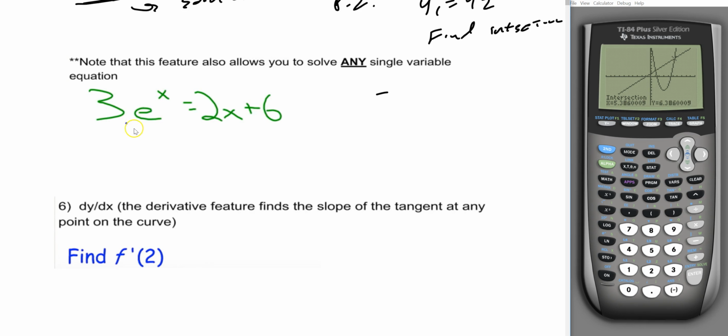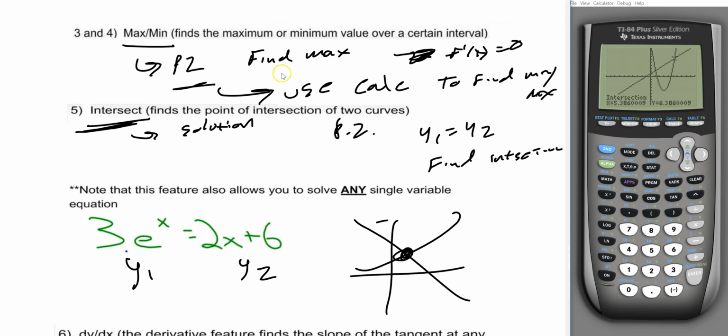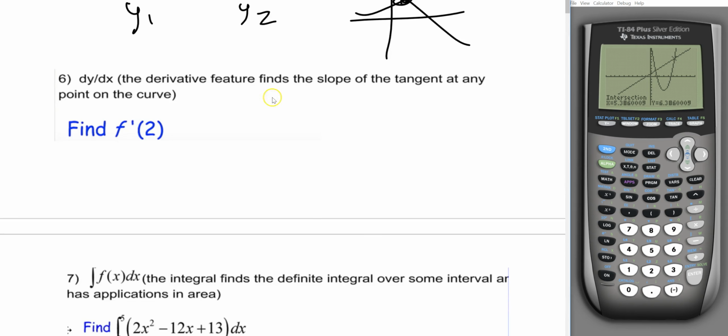I'll tell you, sometimes we won't actually do it, but you just put y1, y2, graph it, and then you figure out where they cross. Again, you have a calculator. Paper 2, use it. Use it to find the min and max they ask you, and use it to find intersection. Now let's talk about some other ones.